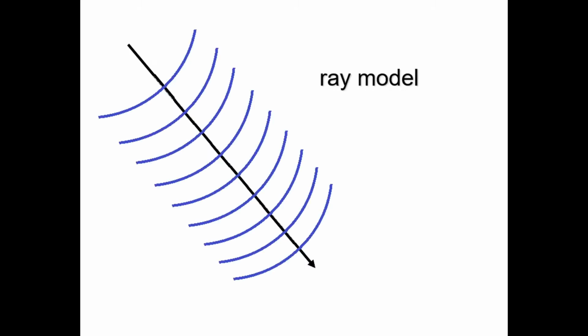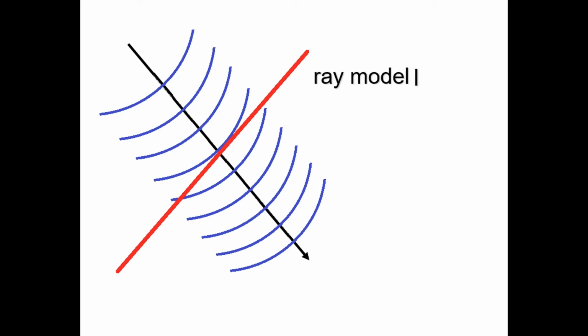For the rest of this unit, we will be using the ray model of light, which means that we will represent the wave of light as a single ray without any wavefronts drawn in. So this would be with the wavefronts drawn in, but we're not going to do that. We're just going to use that simple black ray, and that's all.